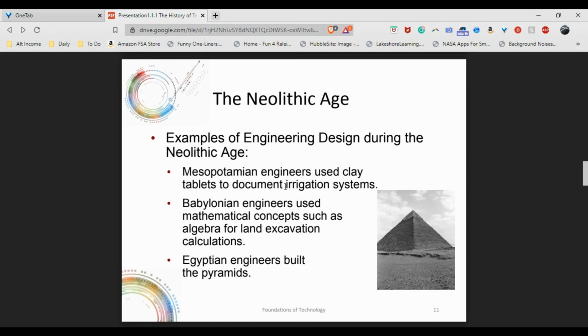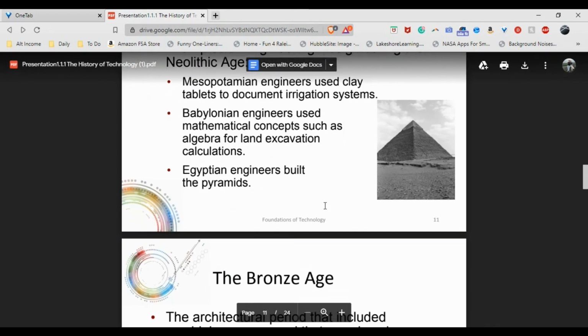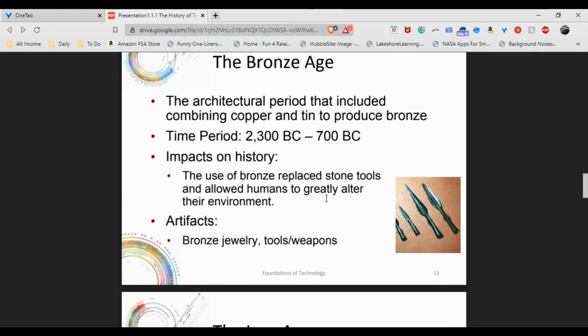The most famous artifact from the Neolithic age would be the Egyptian pyramids. Then you run into the Bronze Age, an architectural period that included combining copper and tin to produce bronze. So we knew about copper, we knew about tin, but now we could create an alloy. We could mix them together and create a new material. This is from about 2300 BC to 700 BC. The use of bronze meant you could replace the stone tools. So you created more efficient tools, which allowed humans to greatly alter their environment. And so now we have different kinds of jewelry and tools and weapons.